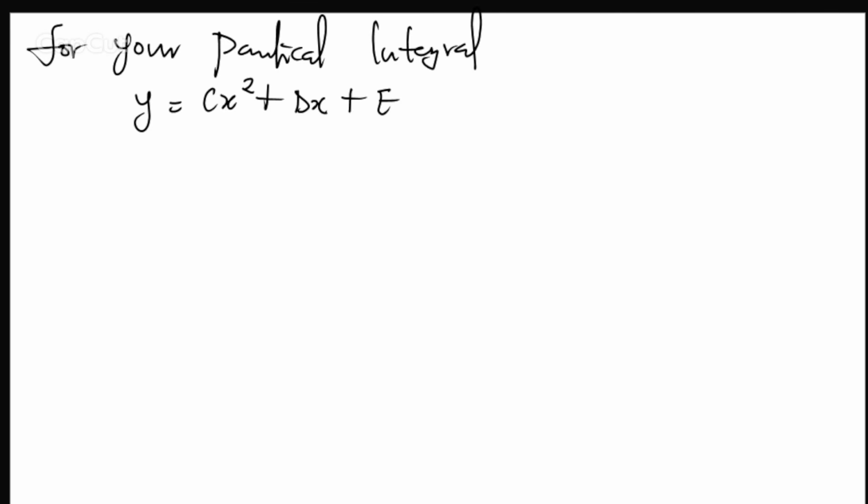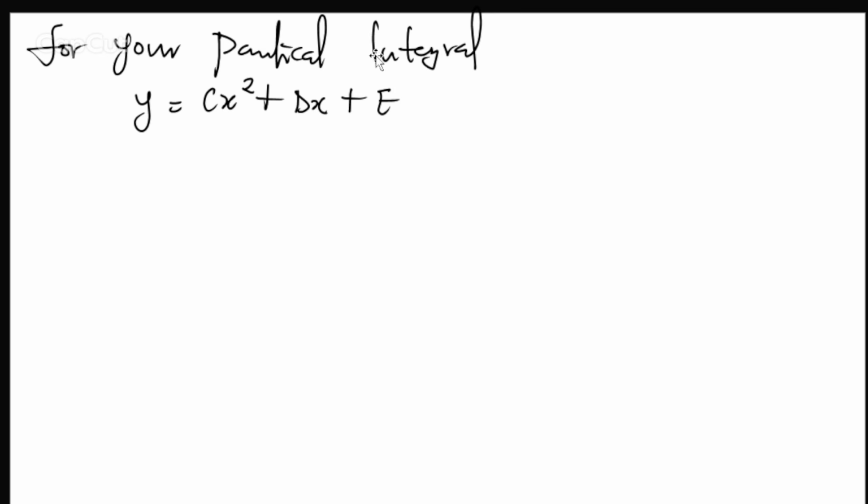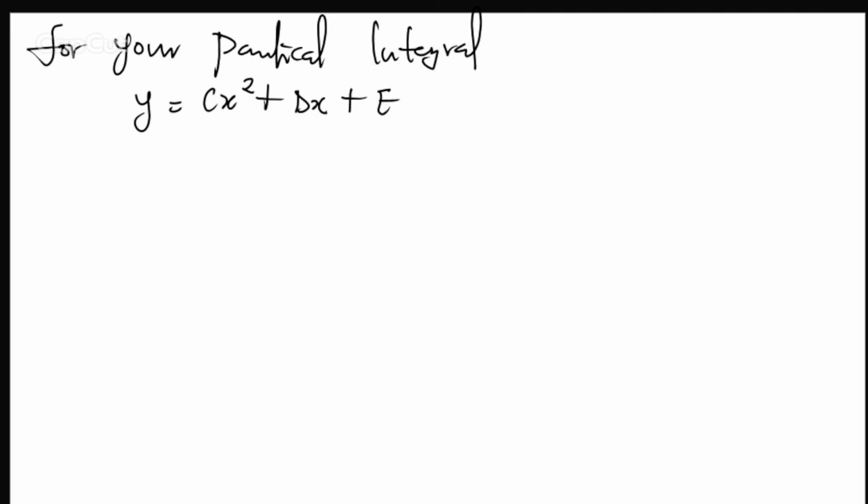Let's confirm. Remember, the auxiliary equation is having a square here. What are we seeing here? We are seeing x here. Our auxiliary equation is having m here. And we are seeing a constant here, and that constant for your particular integral for your given equation is now E. The next thing is to differentiate with respect to x.